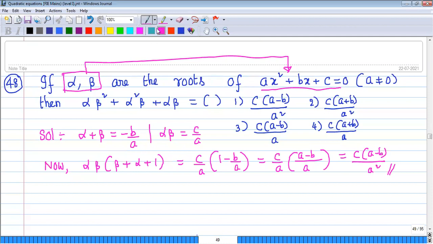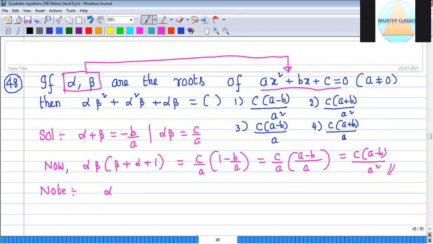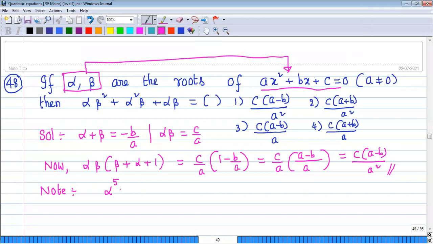Okay, I shall ask you one question now. For example, if you are asked to find alpha to the power of 5 plus beta to the power of 5, how could you find it, if alpha, beta are given, for any quadratic equation? This is a special note. How could you find it? Any idea? Okay. So what is the value of alpha square plus beta square into alpha cube plus beta cube?